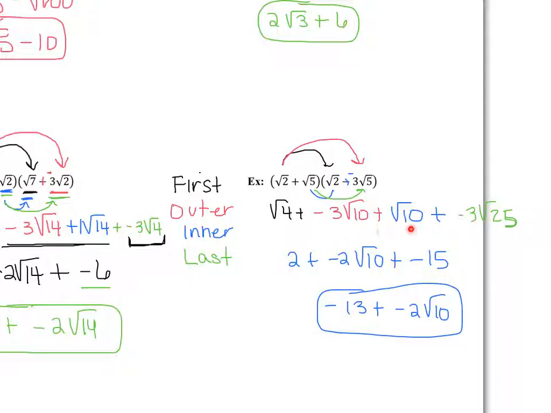You also have like terms here because they both have radical 10. The coefficient is negative 3 plus 1, and negative 3 plus 1 is negative 2. Then you can combine like terms again. 2 plus negative 15 is negative 13, plus negative 2 radical 10.